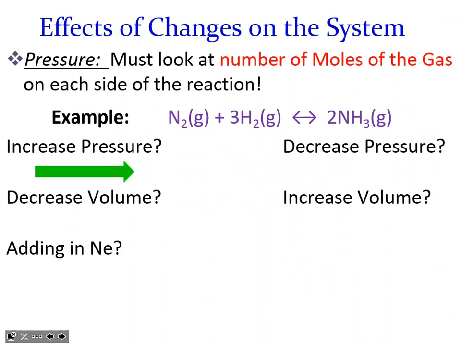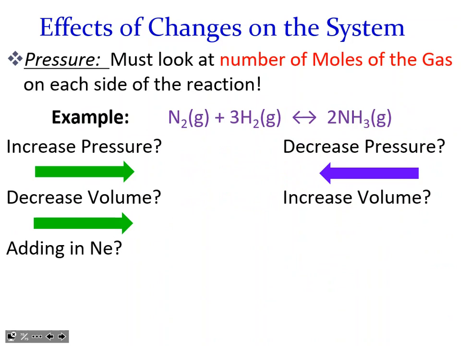Towards the products. Very good. How about a decrease in volume? Decrease in volume means increase in pressure, so therefore also to the right towards the products. How about adding in neon? That's an inert gas, so that should be a no change.